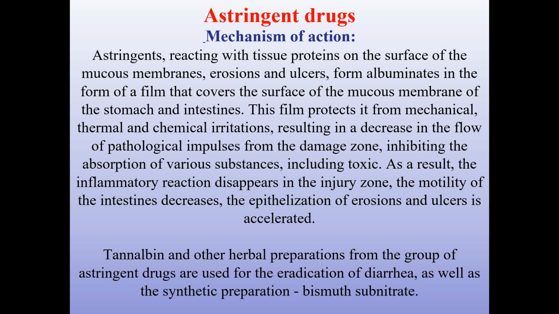What is the general mechanism of action of them? Astringents, reacting with tissue proteins on the surface of the mucous membranes, erosions, and ulcers, form albuminates in the form of a film that covers the surface of the mucous membrane of the stomach and intestines. This film protects it from mechanical, thermal, and chemical irritations, resulting in a decrease in the flow of pathological impulses from the damaged zone, inhibiting the absorption of various substances, including toxic ones.